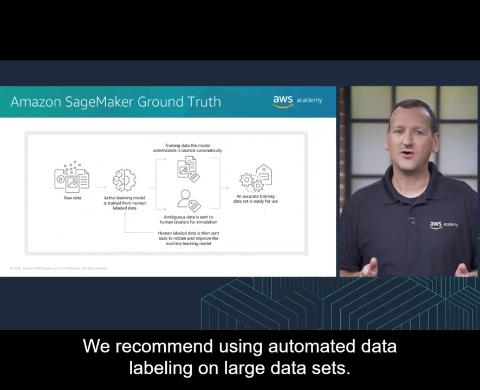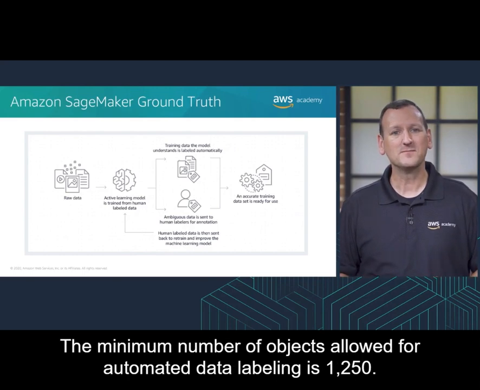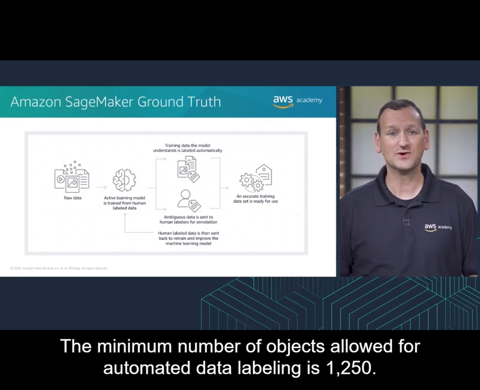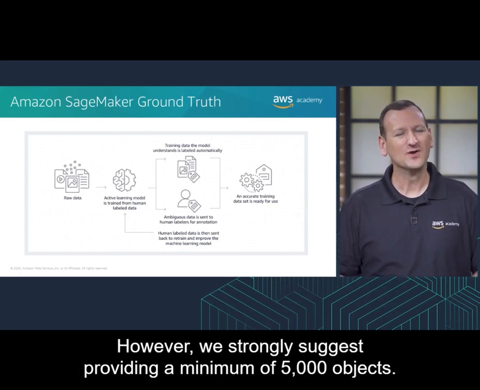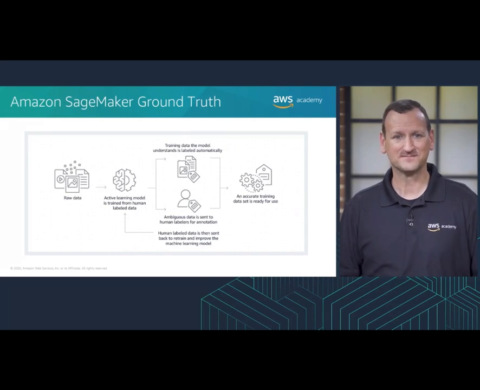We recommend using automated data labeling on large datasets. The minimum number of objects allowed for automated data labeling is 1,250. However, we strongly suggest providing a minimum of 5,000 objects.